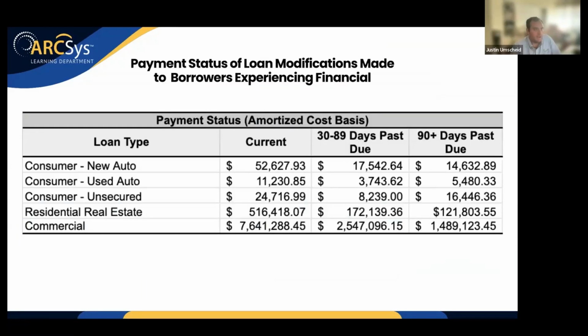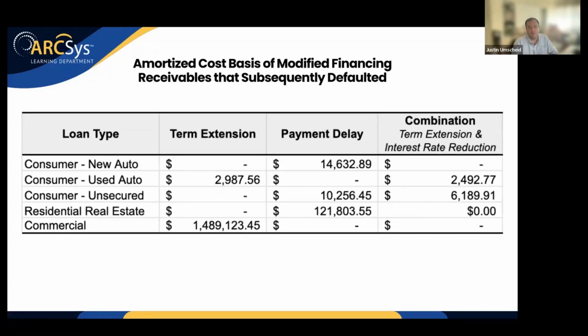Good question. All right, so we went through the amortized cost basis, breaking those out by the different delinquent buckets. Again, this is just for modified loans, not for the entire portfolio, just the amortized cost basis of those that have been modified, broken out. The last modification disclosure is the amortized cost basis of loans that subsequently defaulted after they were modified, again broken out by the different modification types, and then the amortized cost basis at year end of those loans that have been modified or have subsequently defaulted after being modified.